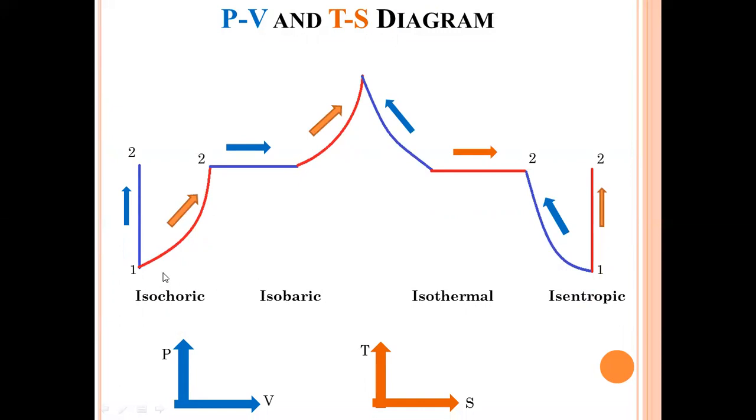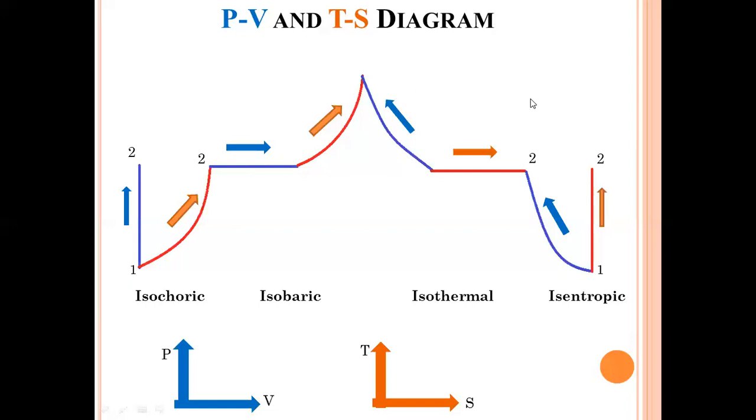Let us take the first process, isochoric, as an example. Isochoric means constant volume, so during this process the volume of the system remains constant. The 1 to 2 process represents a constant volume process on the PV diagram. On the TS diagram, the 1 to 2 process means that during the isochoric process the temperature of the system increases and the entropy of the system also increases. This is how we can plot the PV and TS diagrams for the different processes.